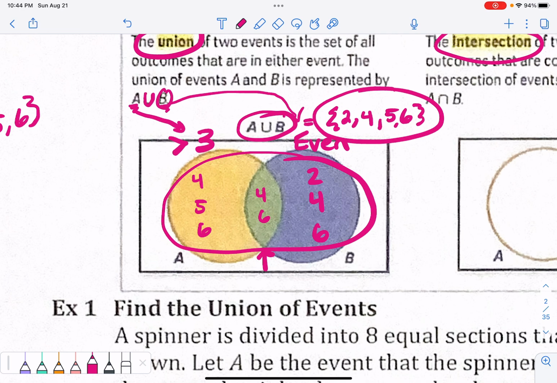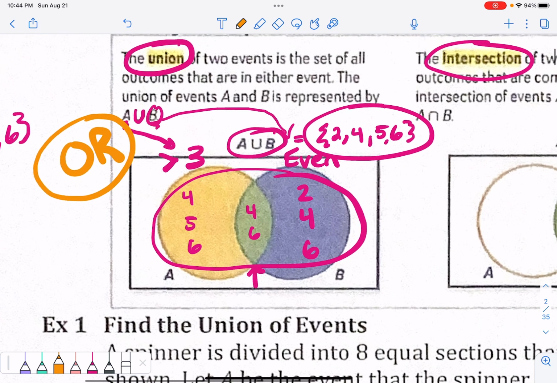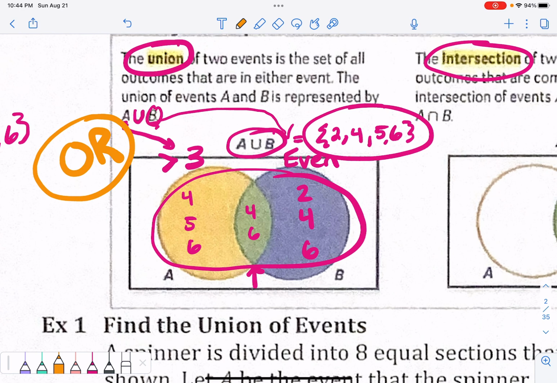Now, you heard me say the word or. Or is a union. So when we're talking about a union, we're talking about either side, one or the other, or maybe both. It doesn't matter which side you're on, we're going to include you in the union.